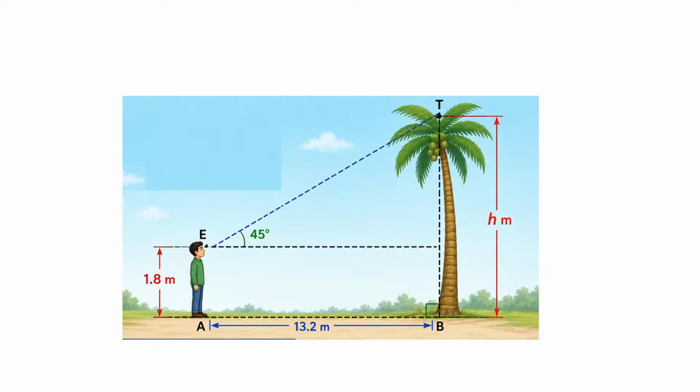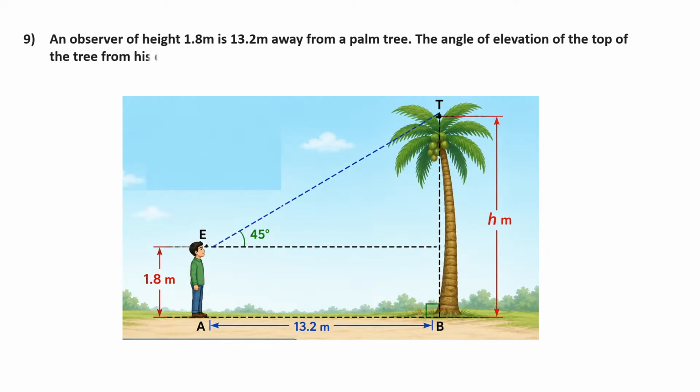Next, we'll go for the 9th question. As you can see on the screen directly, an observer of height 1.8 meters is 13.2 meters away from a palm tree. On the screen, you can see a palm tree which is 13.2 meters away from the little boy who is 1.8 meters tall, looking at the top of the tree. The angle of elevation of the top of the tree from his eyes is 45 degrees.